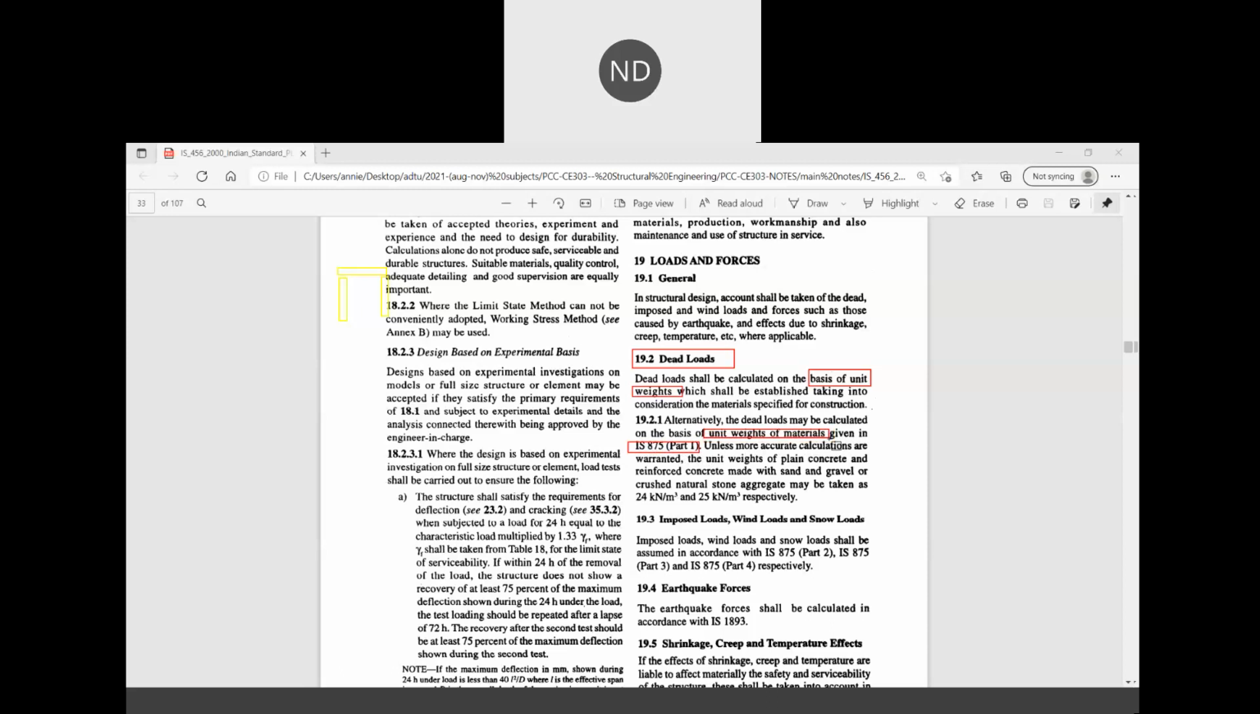Like concrete, steel, and sometimes you may use timber. Based on the material, your unit weight will also change. Based on unit weight you will get your dead loads calculated, multiplied by the quantity. So unless more accurate calculations are warranted, the unit weights of plain concrete, this is important, you see, because since we are using this.